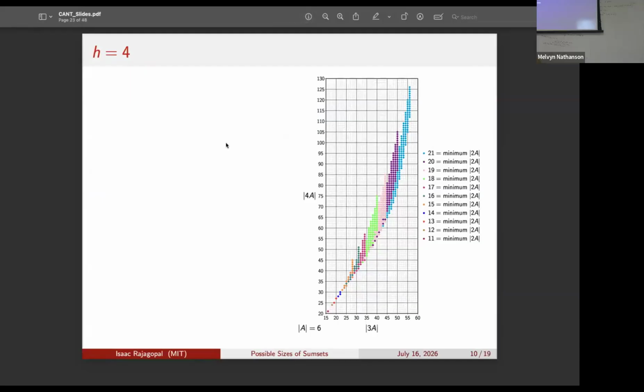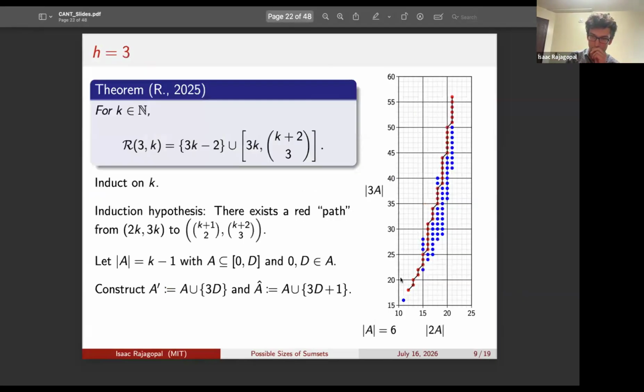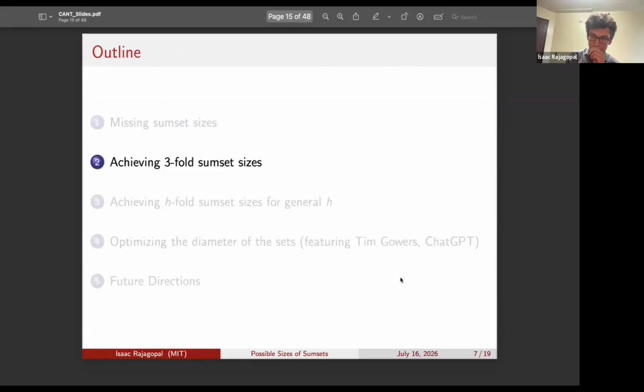Other questions for our speaker? Yeah. So I don't do any of this. This is a rather naive question. Does anything special happen if h is almost k? If h is k minus 1? When h is k minus 1? Yeah.